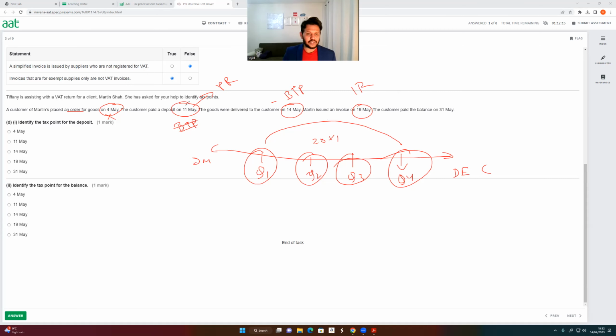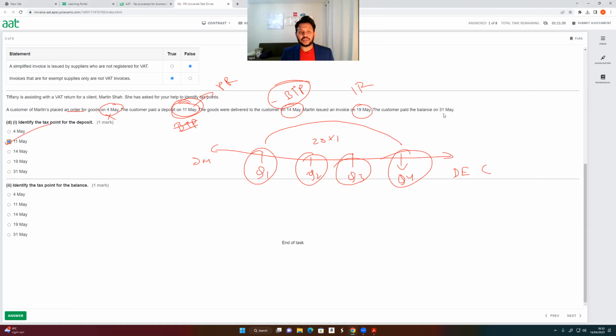So 11th of May is the earliest one. Now, if this one becomes my tax point, because that's the earliest one, I don't have any problem. The only problem is if the basic tax point becomes the tax point, then I have to look at the 14 days rule. Otherwise, no problem. So 11th of May, 14th of May, and 19th of May. Within these 3, the 11th of May is the earliest one. Go for the 11th of May. So we'll say 11th of May is my tax point.